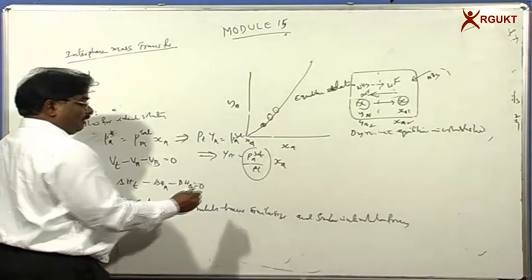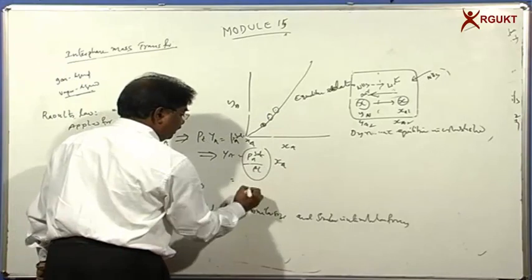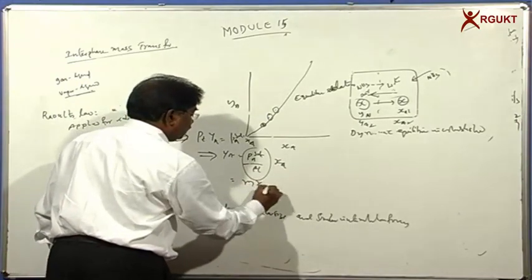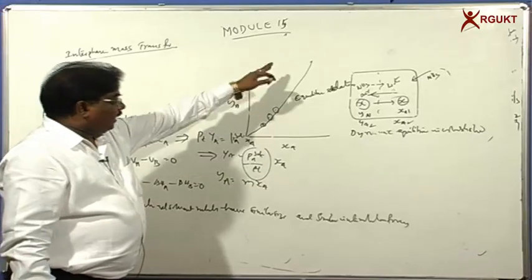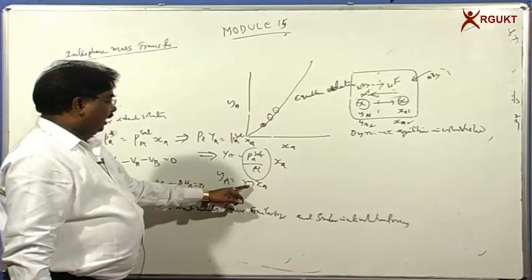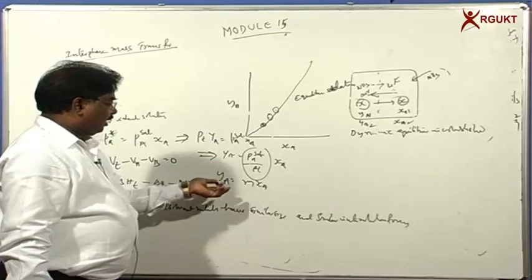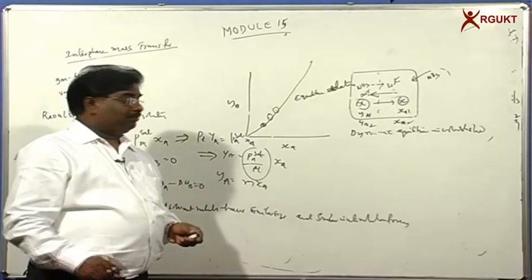So this is for an ideal solution. PA sat divided by PT is a constant, so your y is equal to m xa. That means your equilibrium relationship is a straight line relationship, and that constant is nothing but m.